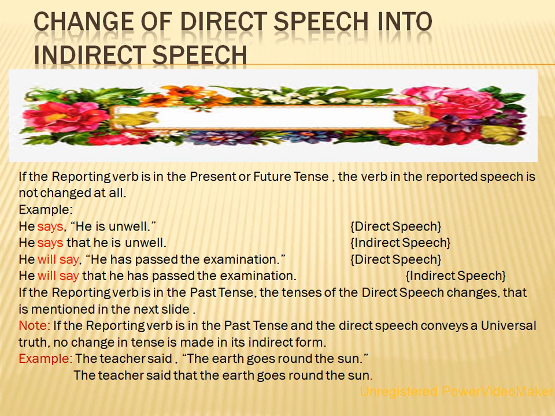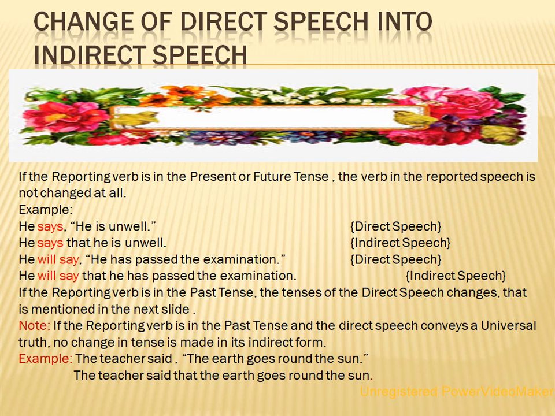So, he has passed the examination is present perfect. So, I know that this will not change. The tense will not change. Present perfect here will remain present perfect only. But what we have to do? We have to bring one connector. We will use that as the connector. So he will say will remain will say only. He will say that he has passed the examination, and this changes into indirect speech.